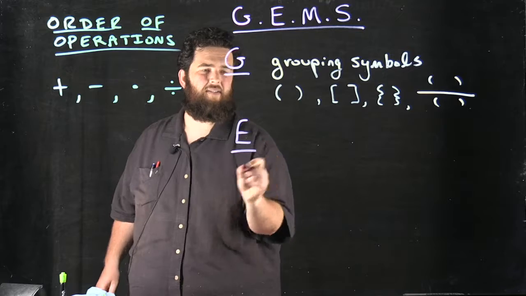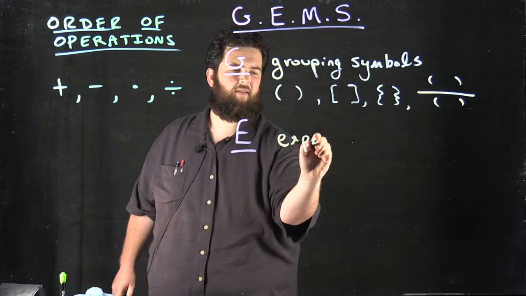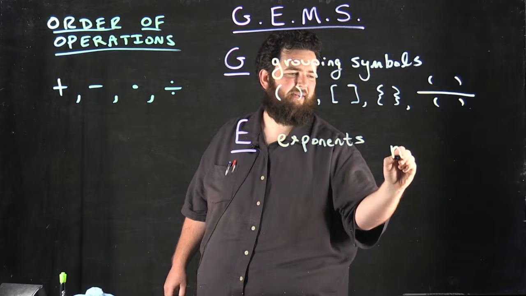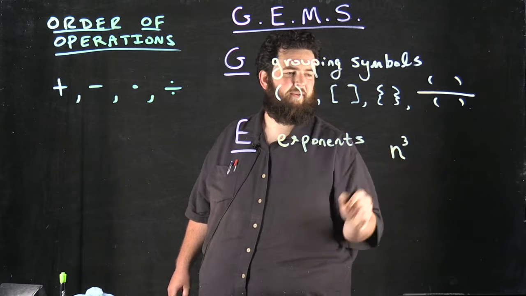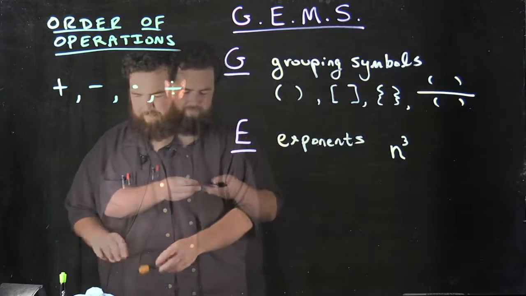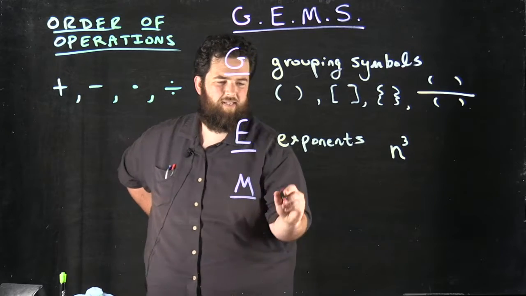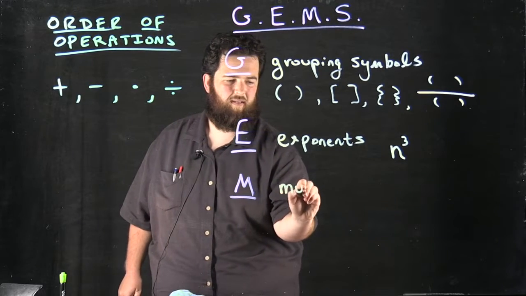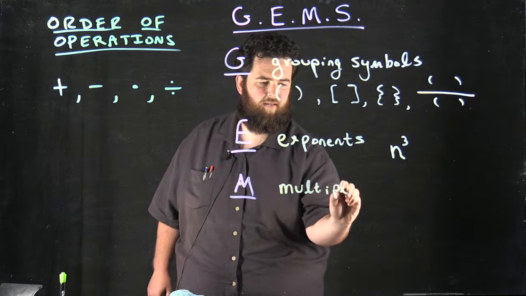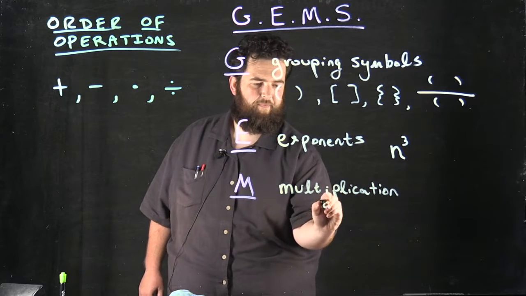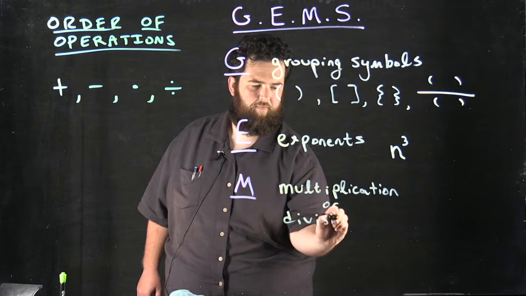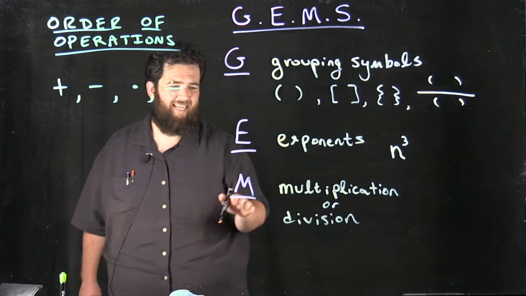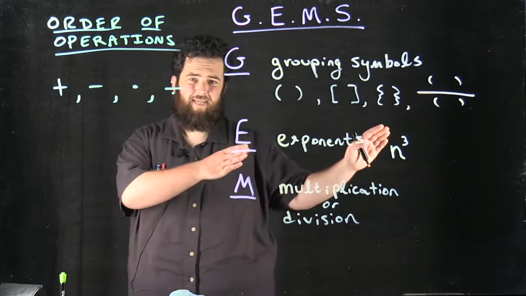Now, E is going to stand for exponents. That's going to be when we have any kind of number to a power, like 2 or 3. M is going to stand for multiplication or division. And a very interesting thing about this multiplication or division is that it's whichever one comes first from left to right.